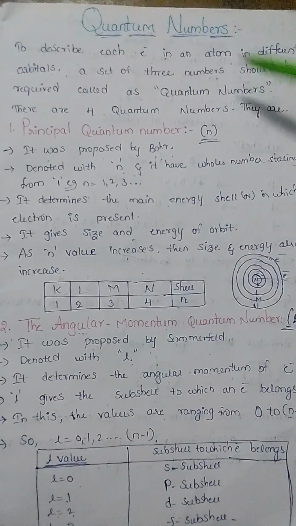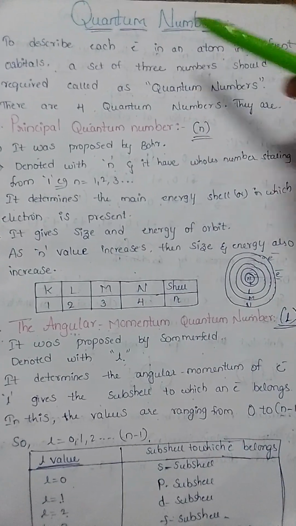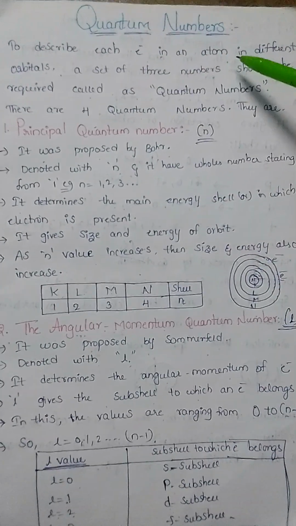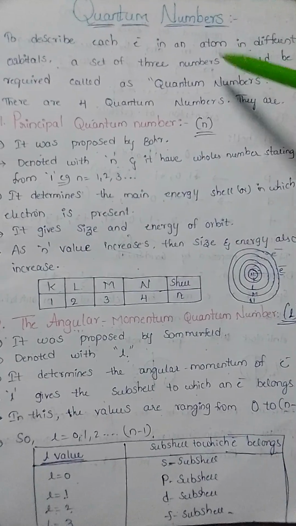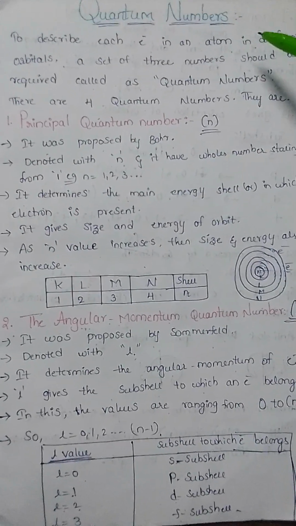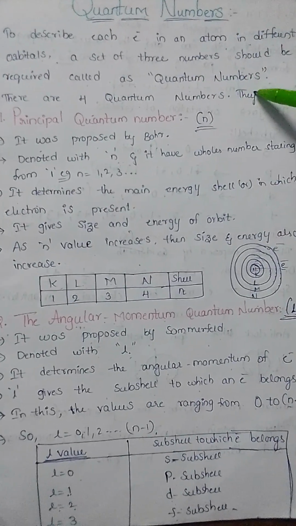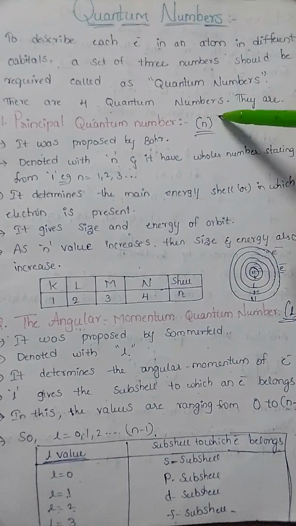Today we are going to discuss quantum numbers. What do quantum numbers mean? To describe each electron in an atom, there are different orbitals. We are going to find out where the electron is, and we require numbers which are commonly known as quantum numbers. And there are four quantum numbers.